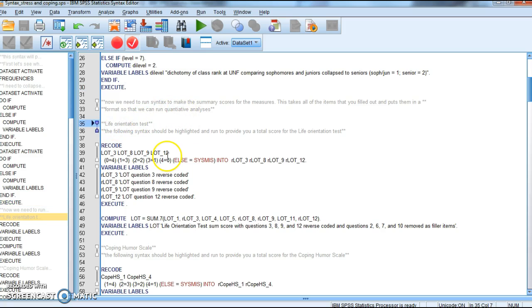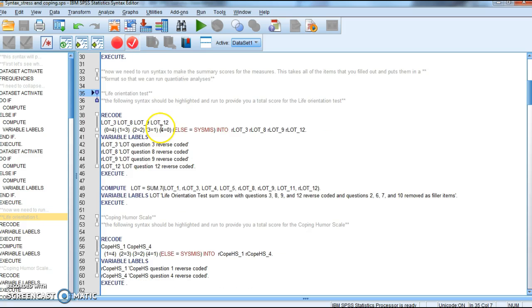For example, on the life orientation test, what's neat about this test is they actually had some filler items. So items 2, 6, 7, and 10 were removed. And this is something you could see in psychology measures, just so that people don't feel like they can guess what they're answering. So this is going to also do some reverse coding. That's another thing that many psychological measures do.